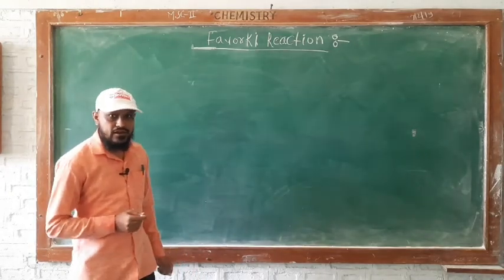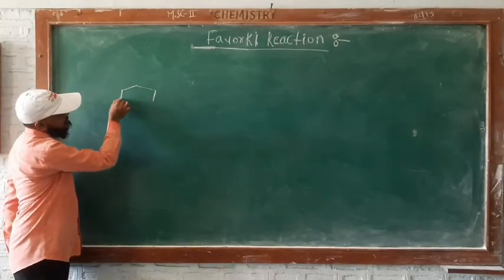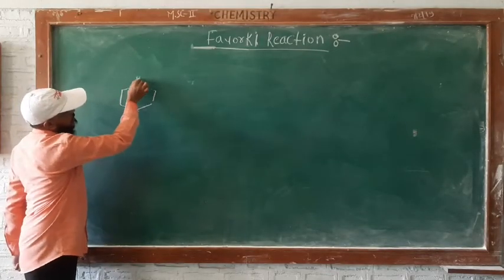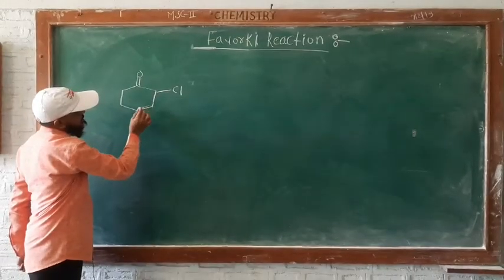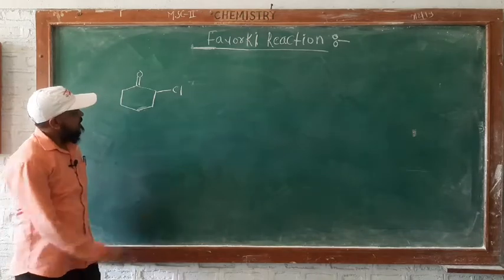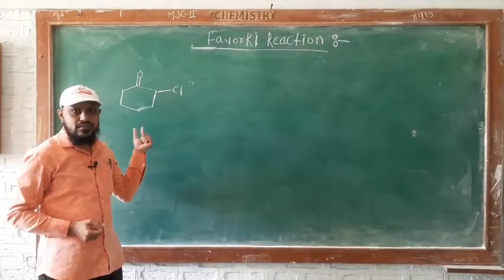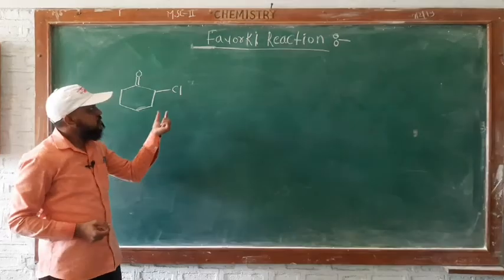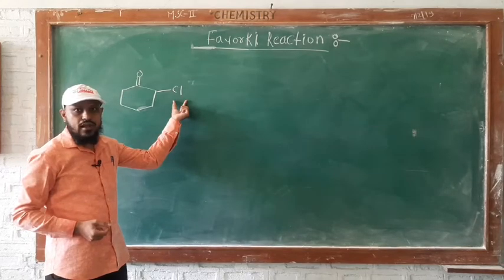We know that the main substrate molecule of the Favorskii reaction is alpha haloketone. Look here, this is the structure of alpha haloketone. Here Cl is a halogen group, and it is present on the alpha position. So it is alpha haloketone.